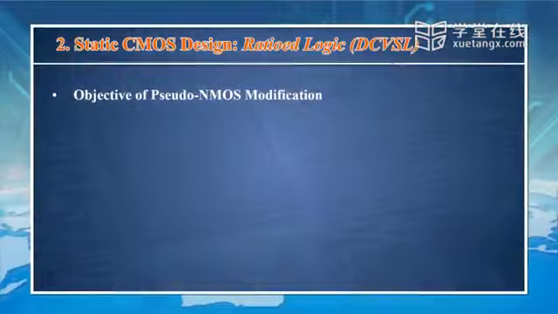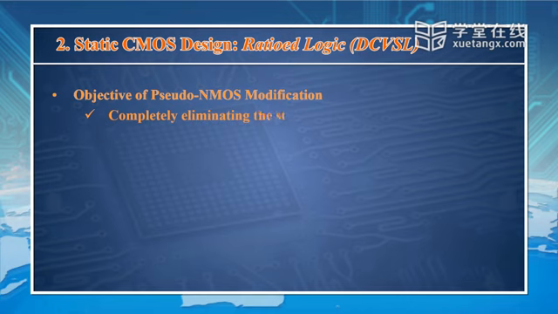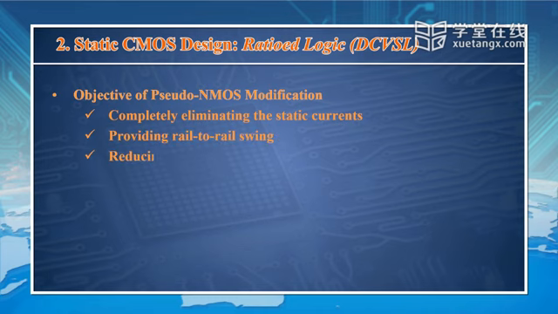Then I'd like to introduce DCVSL, differential cascode voltage switch logic. The objective of this modification of pseudo-CMOS is completely eliminating the static currents, which means we don't want static current, right? The current from VDD to ground in static mode. That's the issue. It can also provide rail-to-rail swing and also reduce tPLH.